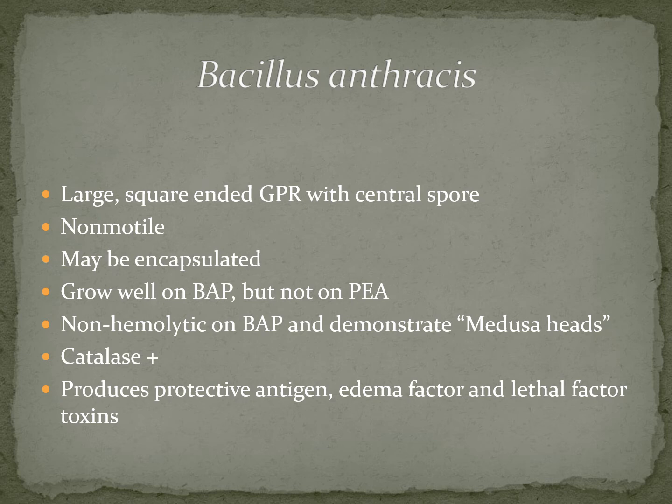Bacillus anthracis is a large, square-ended, gram-positive rod with a central spore. It is not motile, and the significant thing about that is all other Bacillus are motile. This particular bug may be encapsulated, and it grows well on blood agar but not PEA, which is interesting because most gram-positive organisms do grow on PEA, but Bacillus anthracis will not. It is a non-hemolytic organism on blood and demonstrates what's known as medusa heads, and I'll show you that in the next slide. It produces protective antigen, edema factor, and lethal factor toxins.